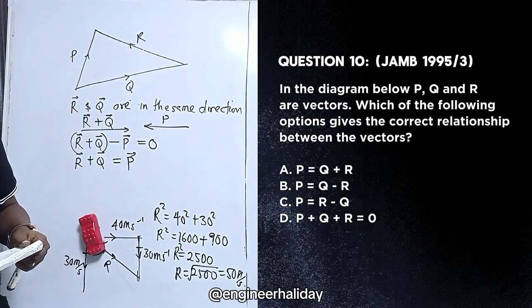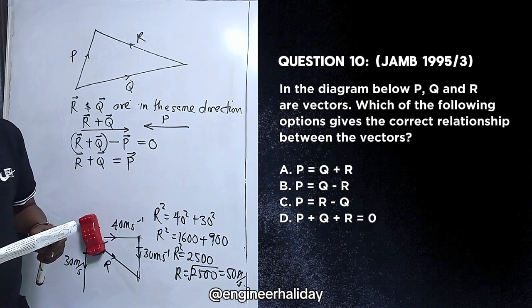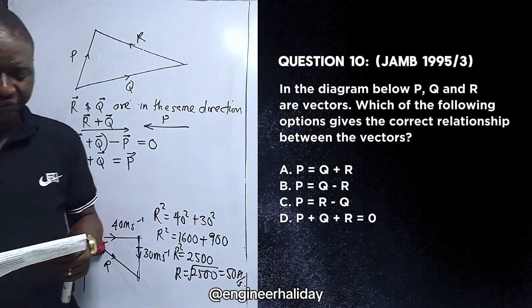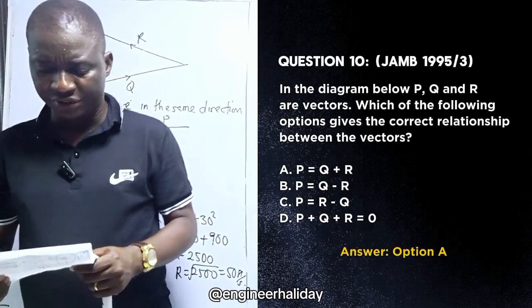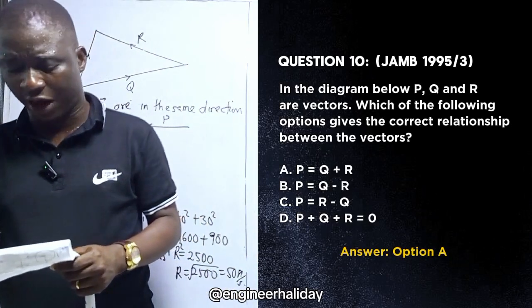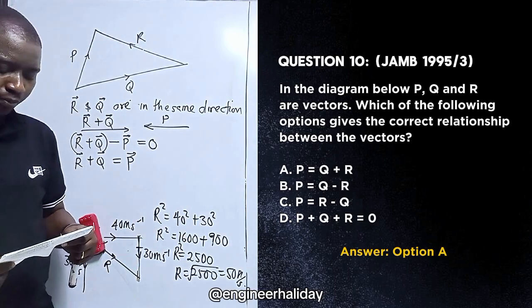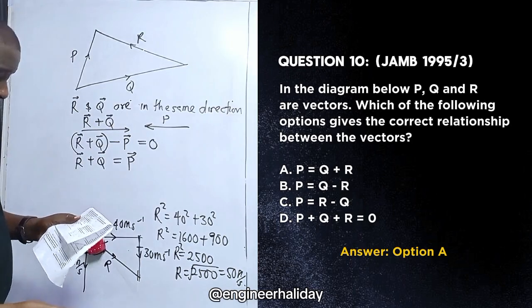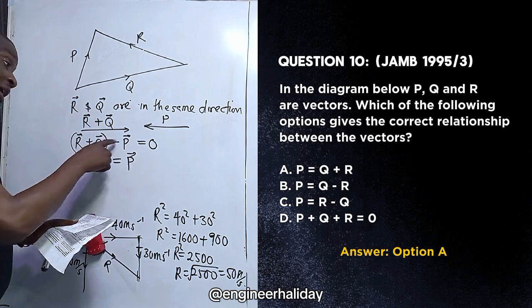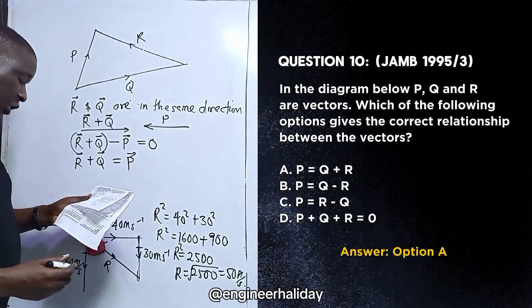Let's see the options. A says P equals Q plus R. B says P equals Q minus R. C says P equals R minus Q. Then D says P plus Q plus R equals 0. No, the answer to that question is P equals Q plus R, or you can take it as R plus Q minus P equals 0. So the answer is P equals Q plus R, option A.